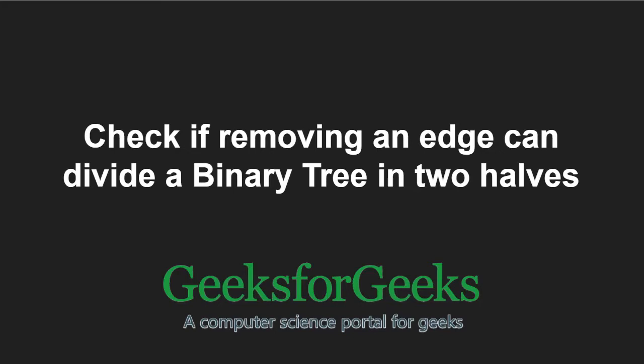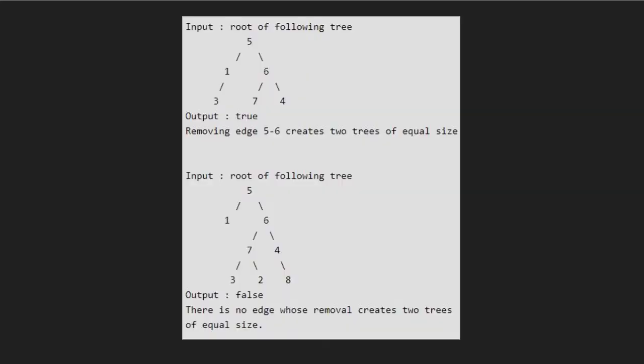In this video, we are going to understand the program which checks if removing an edge can divide a binary tree into two halves. First, let us take an example. In the first example, if we remove edge 5, 6, the tree will be split into two trees of equal size. In the second example, it is not possible to do so.